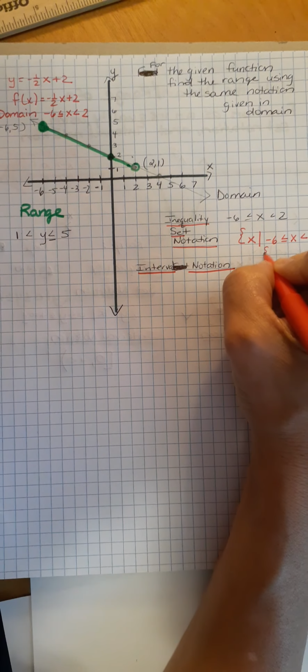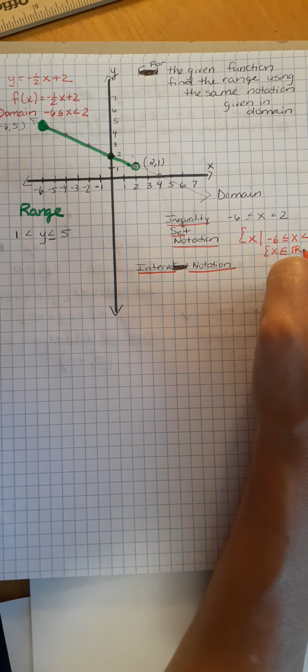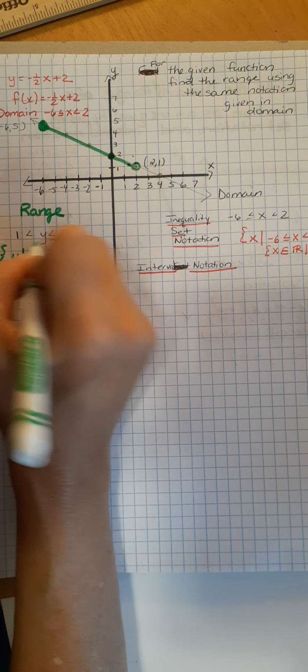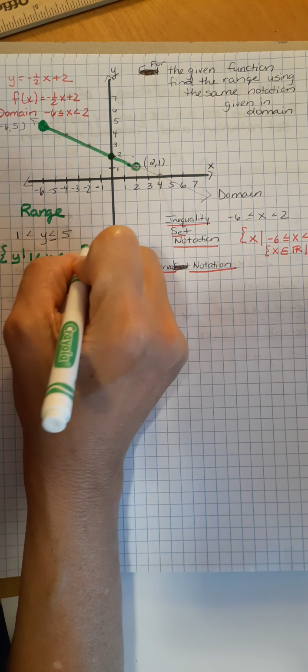Or we can write it this way. x is an element of the reals. Again, just add this little piece, squiggly line, and copy the same thing. Now, let's do the same thing with the y's. Okay, we have the inequality. Let's write it in set notation. Instead of x, we're going to use y. y such that 1 less than y less than or equal to 5. Or, squiggly line, y is an element of the reals.